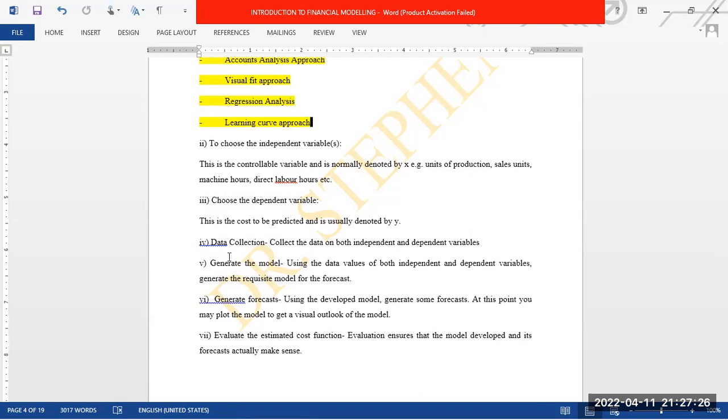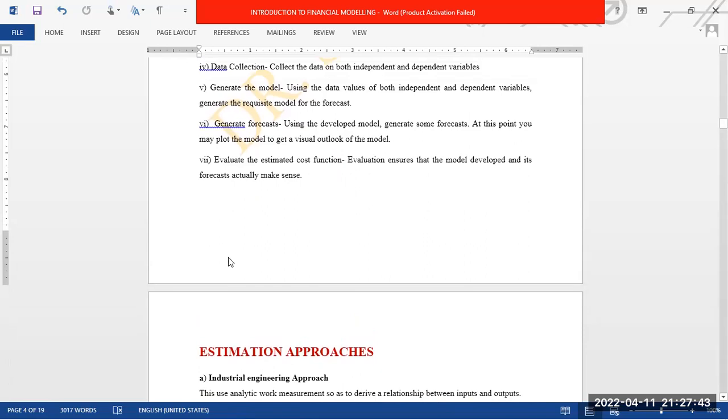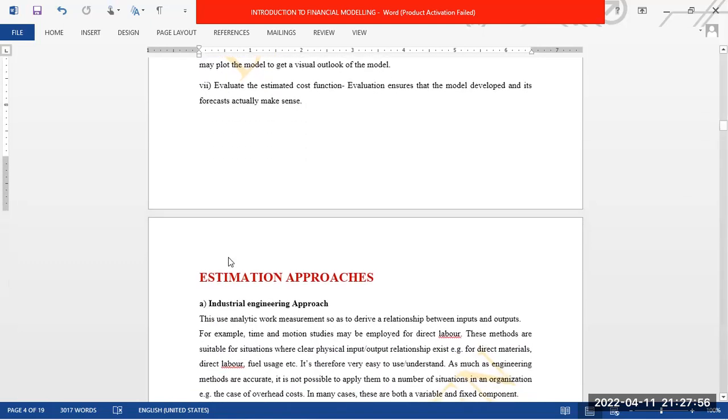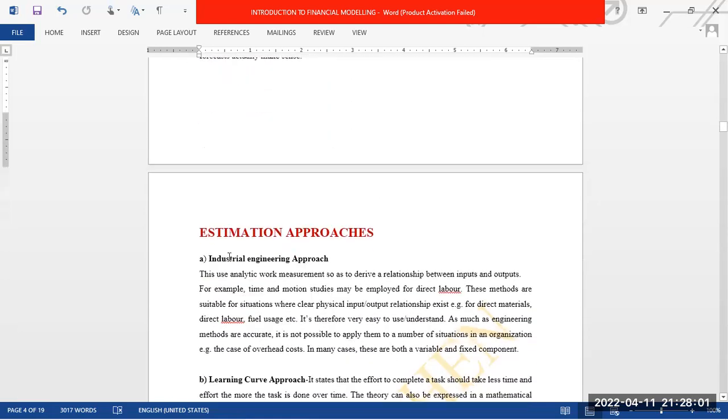Then after generating the forecast, you're supposed to evaluate the estimated cost function. How do we do this? We will ensure that the model developed and its forecast actually makes sense. If it does not make sense, that means that your estimation cost function is not valid or viable. So let's look at some of the cost estimation approaches.